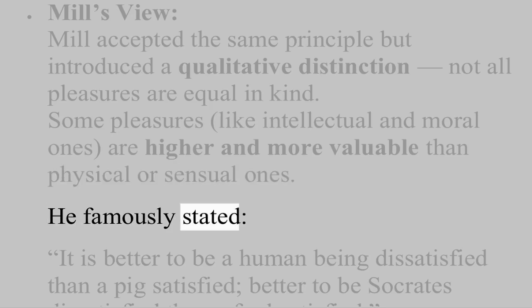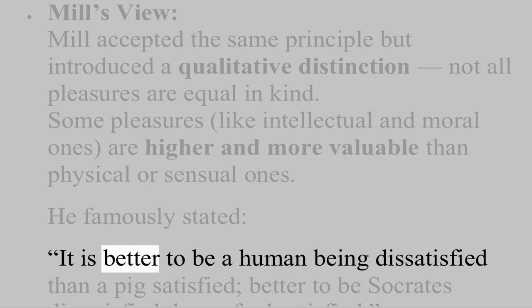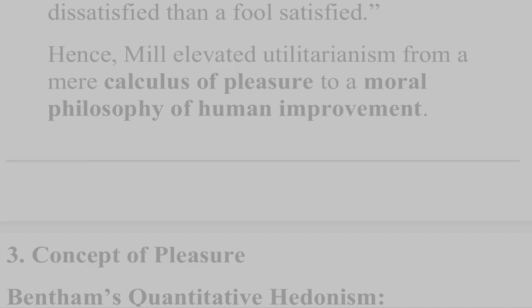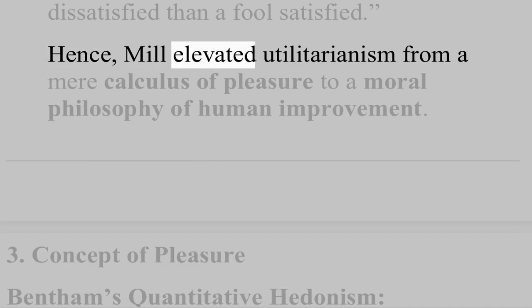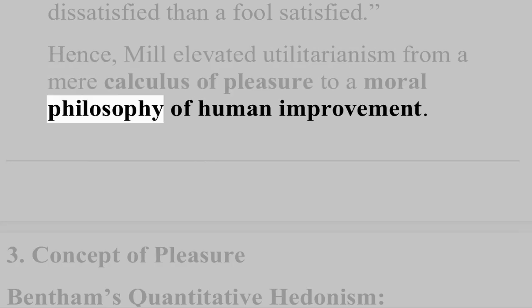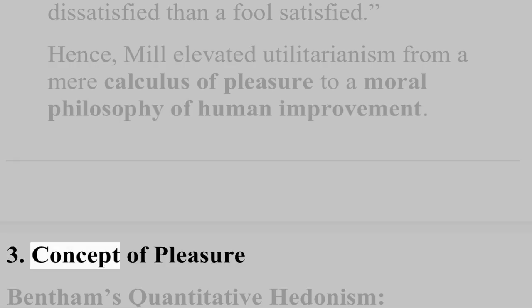He famously stated, "It is better to be a human being dissatisfied than a pig satisfied, better to be Socrates dissatisfied than a fool satisfied." Hence, Mill elevated utilitarianism from a mere calculus of pleasure to a moral philosophy of human improvement. 3. Concept of pleasure.